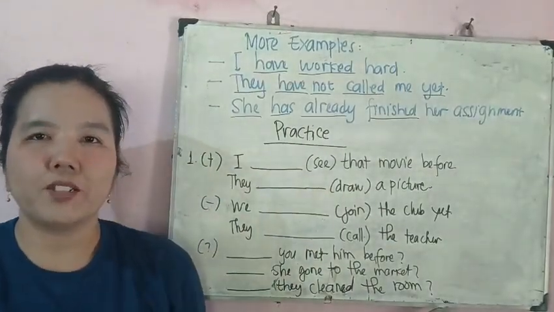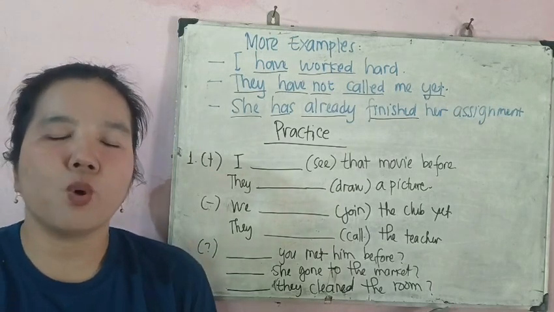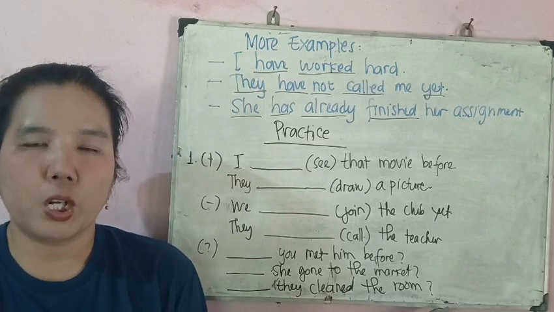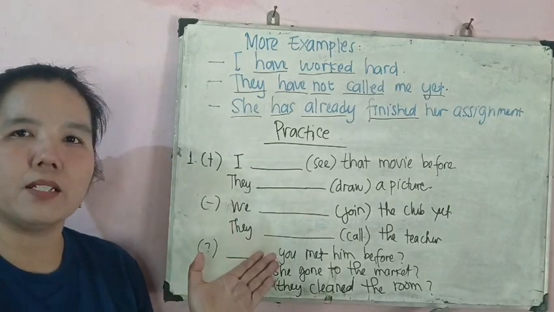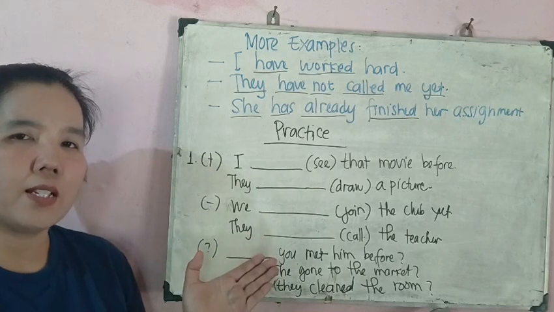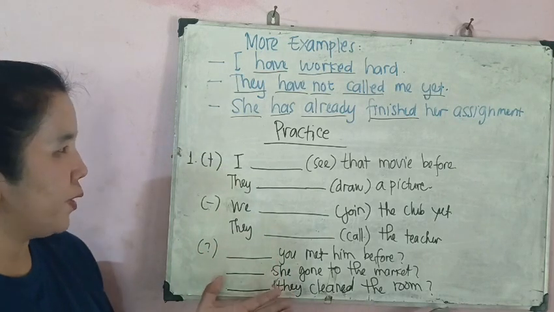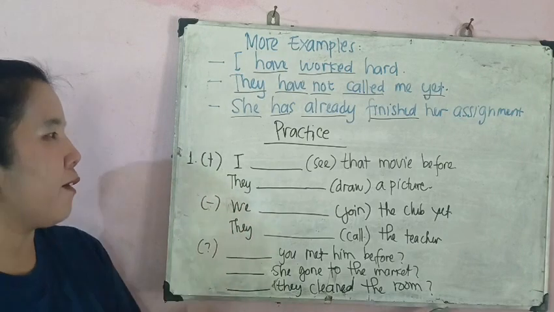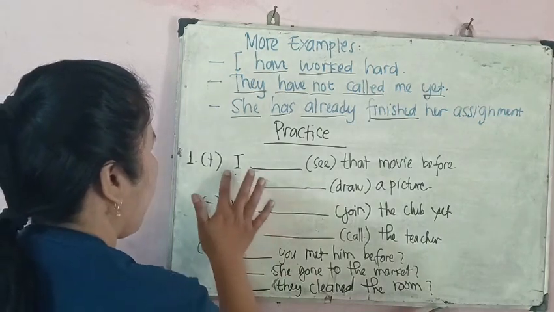Now let's practice together. I will guide you through some exercises to help you understand how to use present perfect tense correctly. Look at the worksheet, fill in the blanks with have, has, and past participle. First, complete the sentence with have. I will change the subject, have or has.